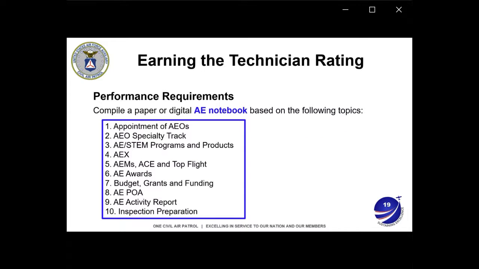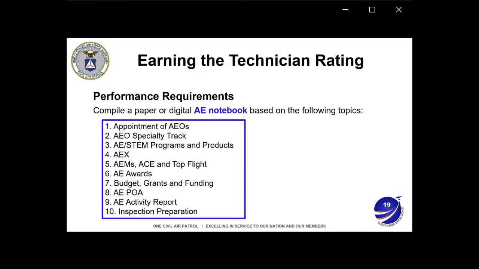And you have to compile a paper or digital AE notebook based on the following topics. So there's 10 topics here. I'm not going to read all of them, but as you can see here, these are the 10 topics you're expected to be familiar with. The benefit of having the AE notebook is not only that you need it for your technician, senior, and master ratings, but this is going to be your go-to reference for all of this information. So you don't have to keep thumbing through half a dozen different manuals or pamphlets to get the answer. You ask a question, you don't already know it, go to your AE notebook, you should be able to find the answer there very quickly.